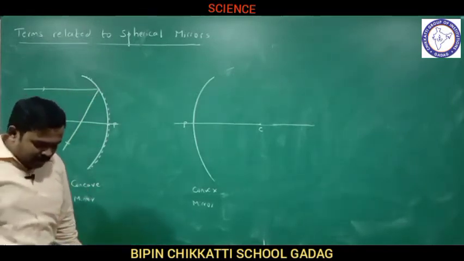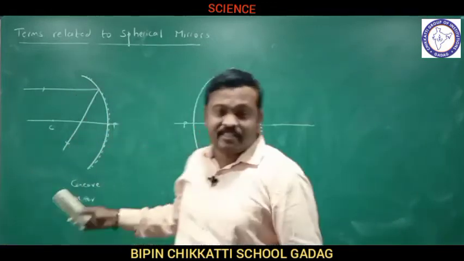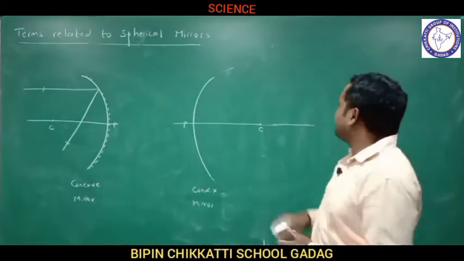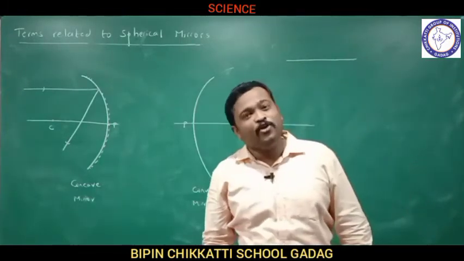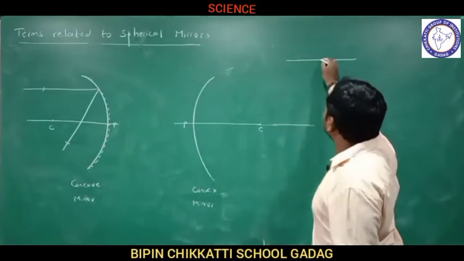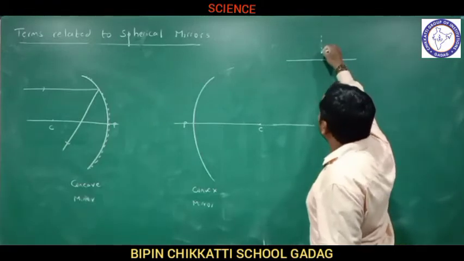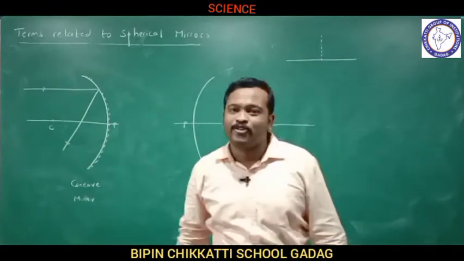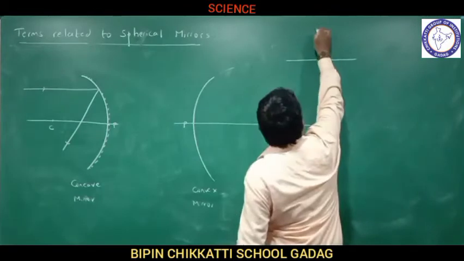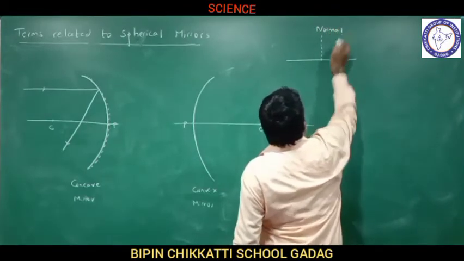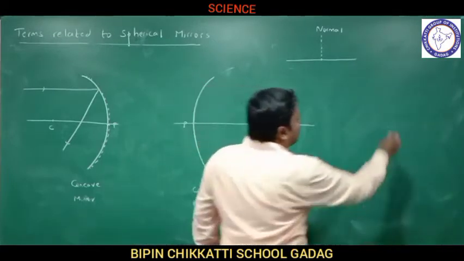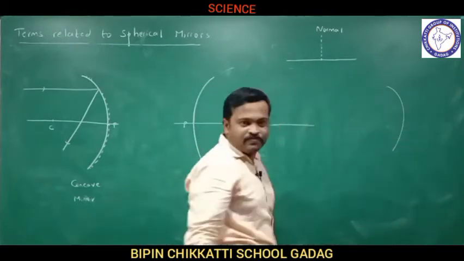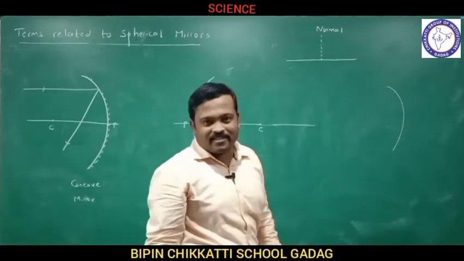Before I go with this section, you need to understand: if there is a plane surface, where do you draw the normal? If I want a normal, I draw a line which is perpendicular to the surface. That is for a plane surface. But if I am taking a curved surface, where do I draw the normal?